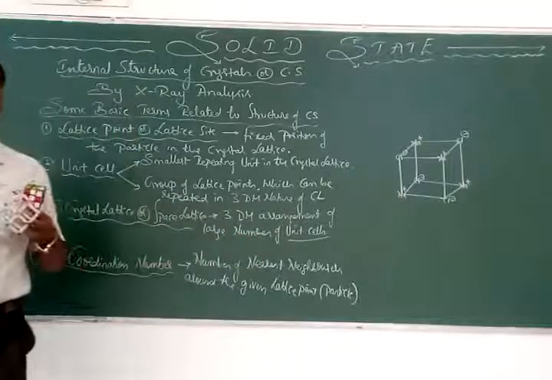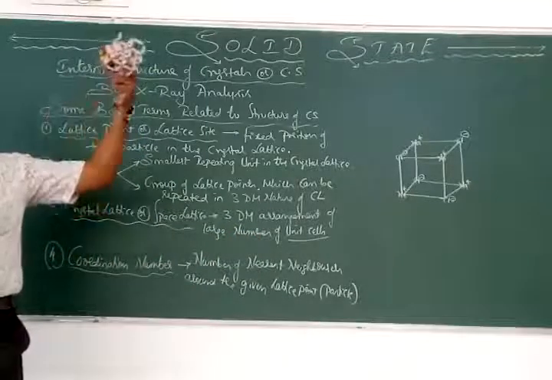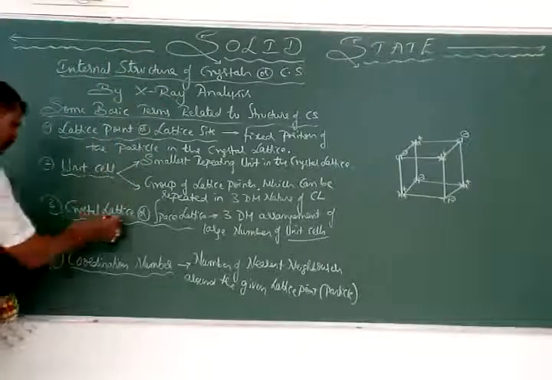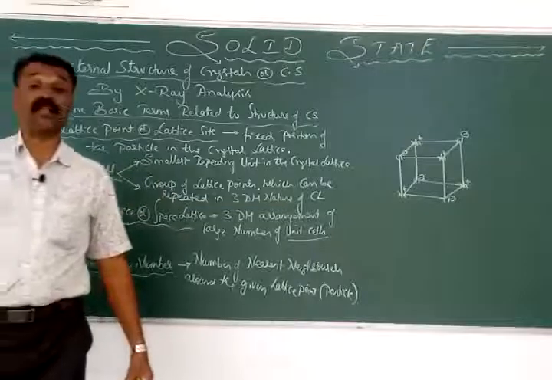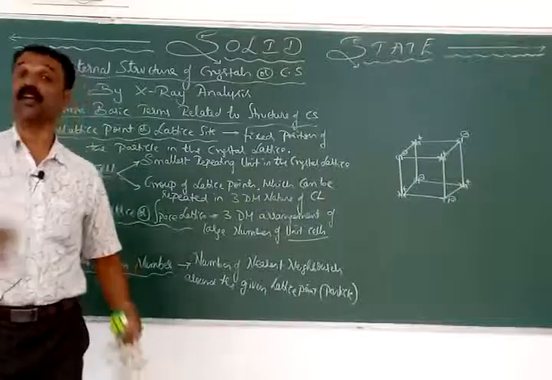Large number of which one? Unit cells. Means if I arrange a large number of unit cells in all three possible directions, then that total arrangement is called the crystal lattice, or sometimes the space lattice. So I think it makes it very clear.